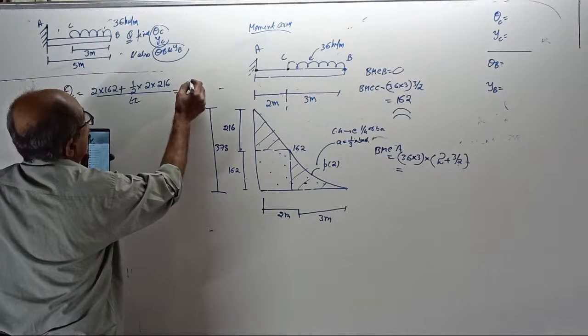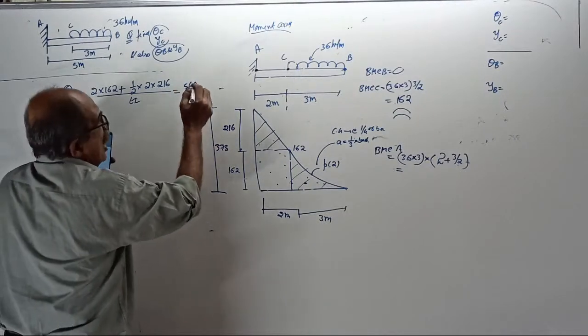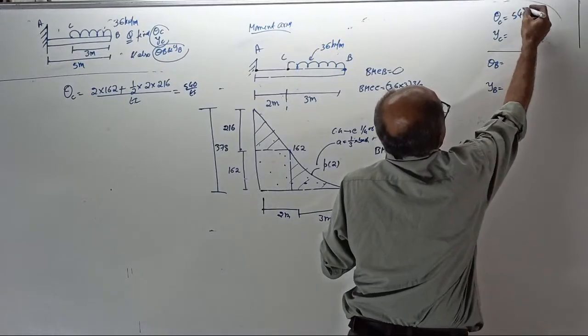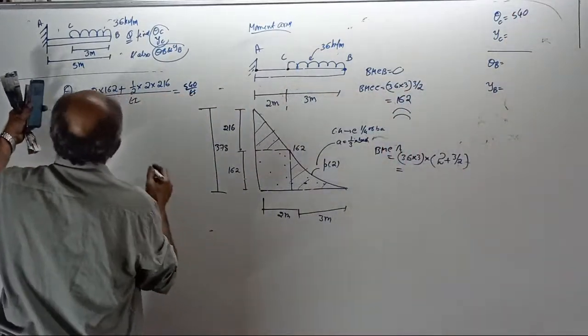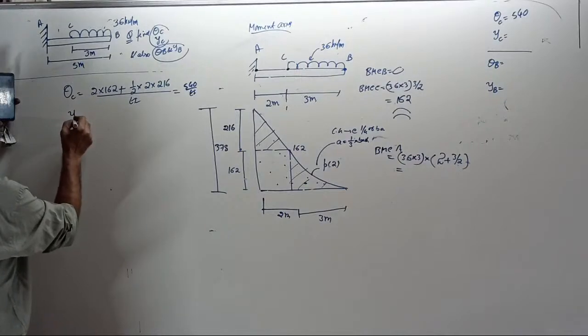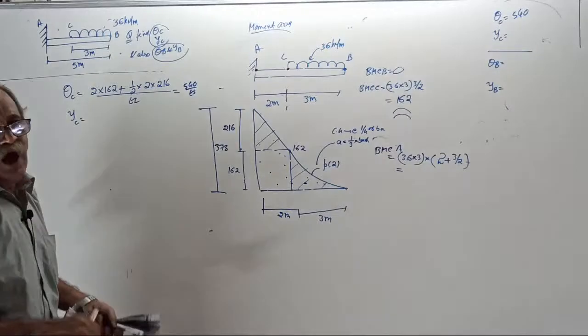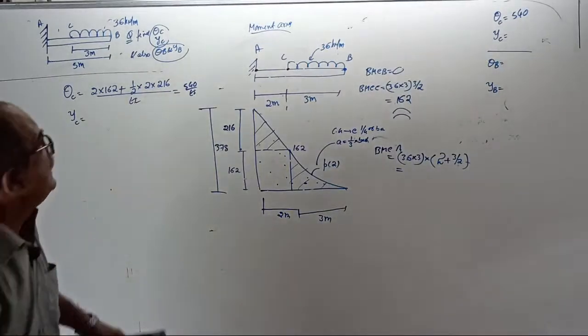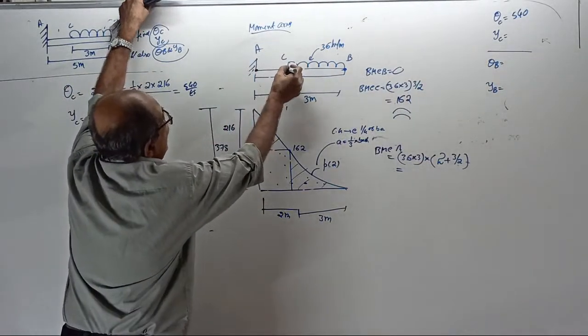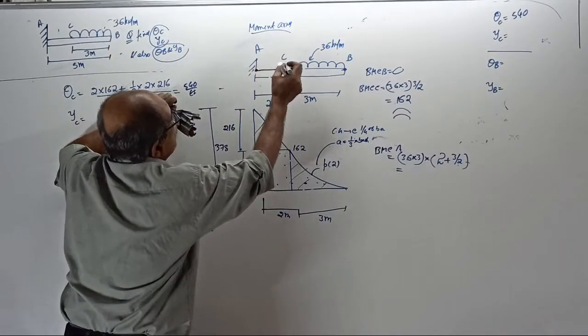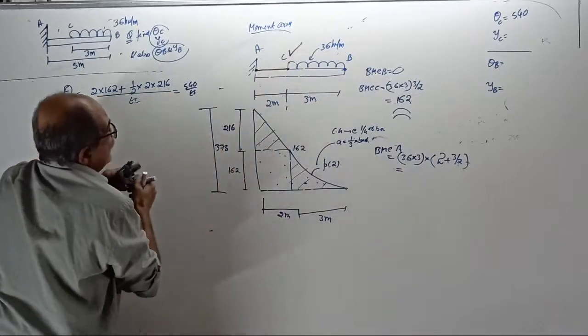540 by EI radian clockwise, I won't write. 540. Then I want deflection at C. You should write the moment of the area of the BM by EI diagram from C up to the fixed end. In this range, what area is there? Moment about C, look at this side.